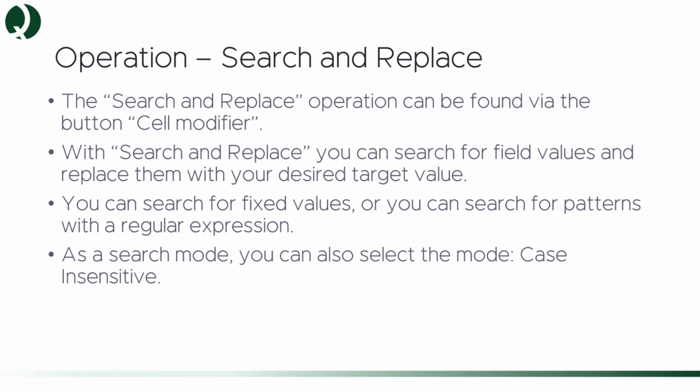If you want to harmonize values in a column, you can use search and replace to eliminate other expressions of a value. In addition, you can search for patterns with regular expression. With regular expression, you can create a sequence of characters that specifies a search pattern. But be aware, you need to invest some time if you have never worked with regular expressions before. In addition, you can also use the search mode case insensitive, which means that you can treat upper and lowercase letters as being the same. This eases the process to find and replace values.